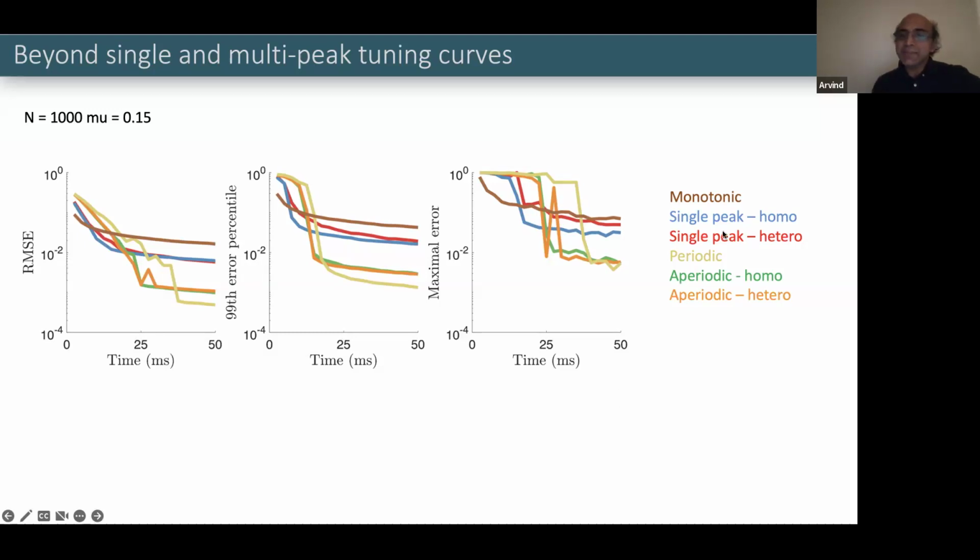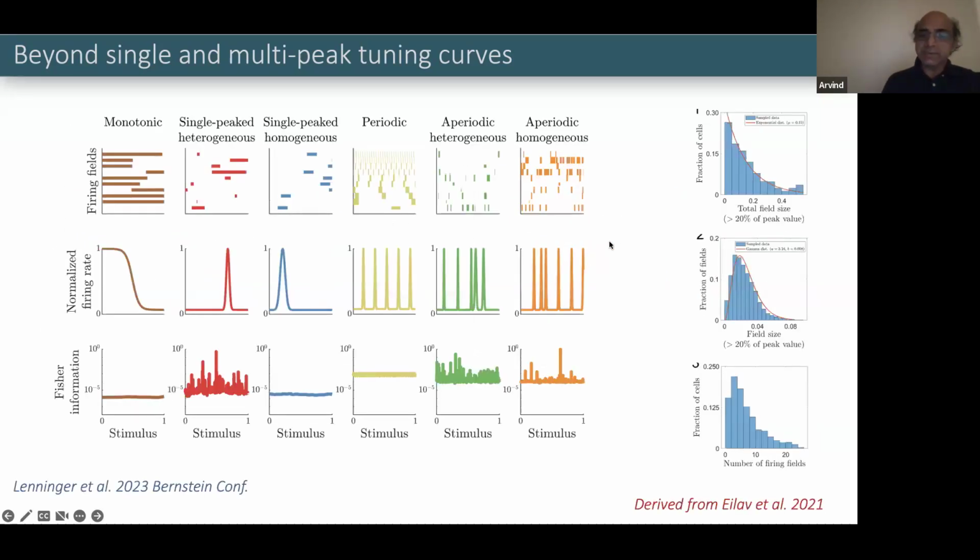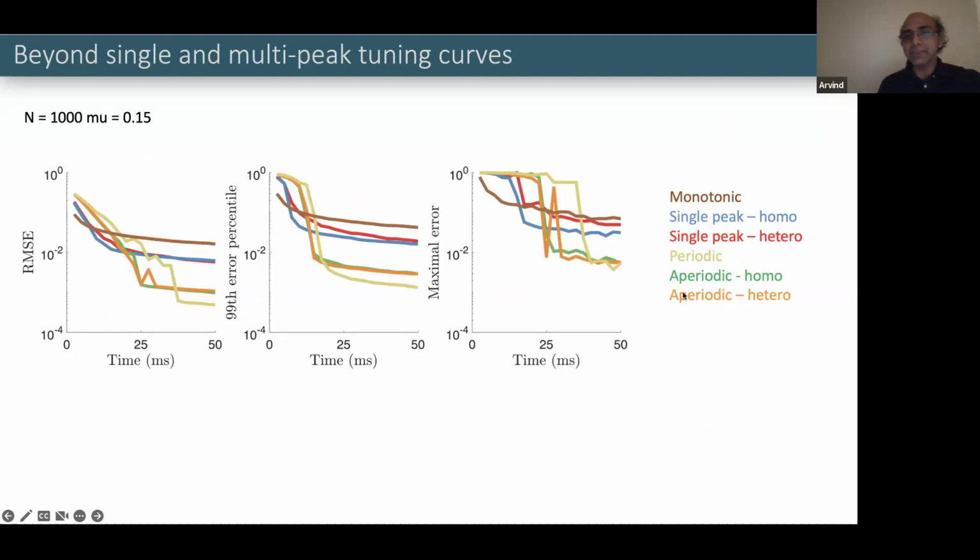Now, color code is a little bit messed up, but we could always look into single peak homogeneous, which is the blue lines here. And green would be, this beige would be periodic, and so on. So even with this, like if we consider aperiodic tuning, green and the orange ones, in each of these cases, whether you look at root mean square error, whether you look at the 99th percentile error or maximal error, in each case, turns out that at short times, single peak tuning curves win. In some cases, monotonic wins. But in most cases, there is a slight advantage over single peak ones.